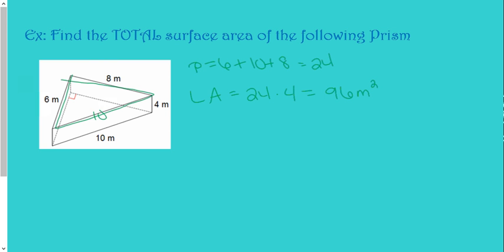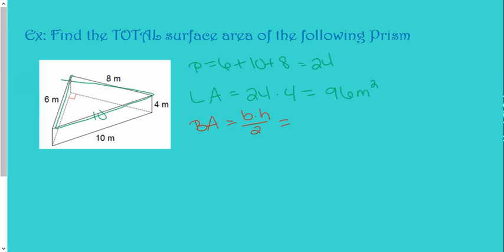So the next step is to find the base area. And we usually write that as just BA. You don't have to write area of base, you can write BA. Abbreviations are awesome. So this is a triangle. Now if we remember, thinking back to last chapter, the formula for area of a triangle was base times height divided by 2.